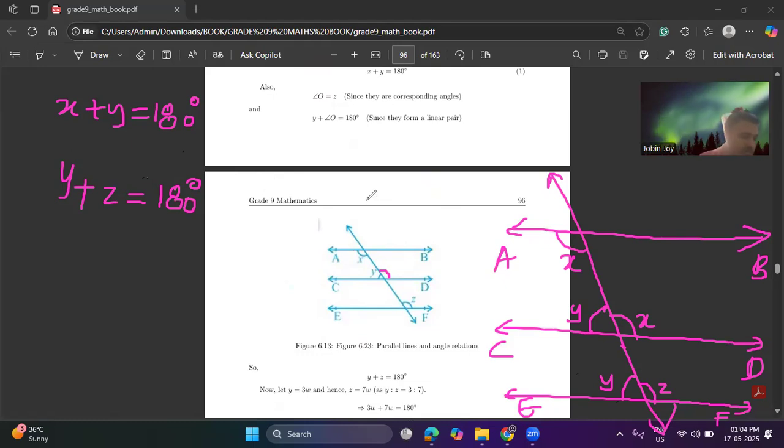Okay, and what is the ratio given here? Y by Z is equal to 3 by 7. That means, to take one variable, 3W by 7W. So W cancels, and the ratio is 3 by 7. So Y is equal to 3W, Z is equal to 7W, right?